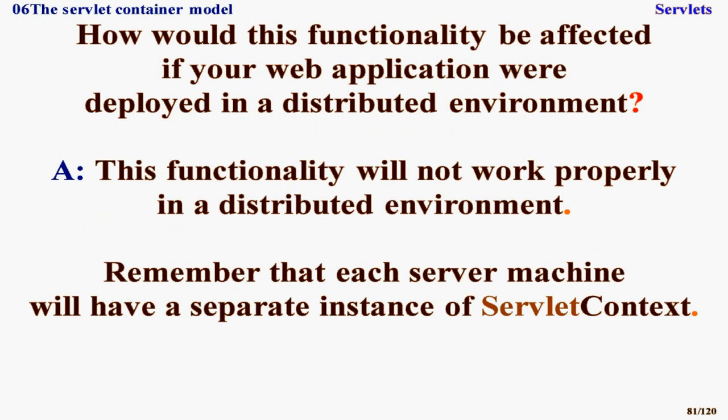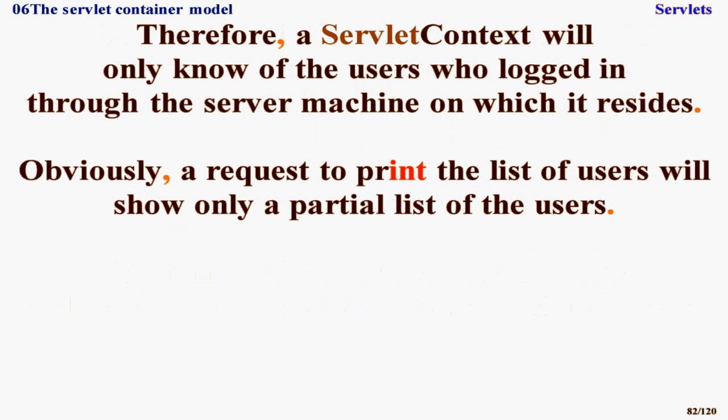Remember that each server machine will have a separate instance of servlet context. Therefore, a servlet context will only know of the users who logged in through the server machine on which it resides. Obviously, a request to print the list of users will show only a partial list of the users.